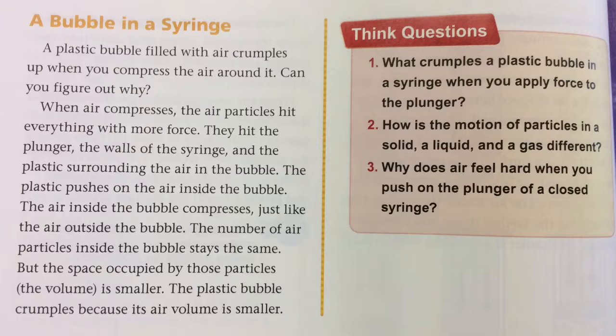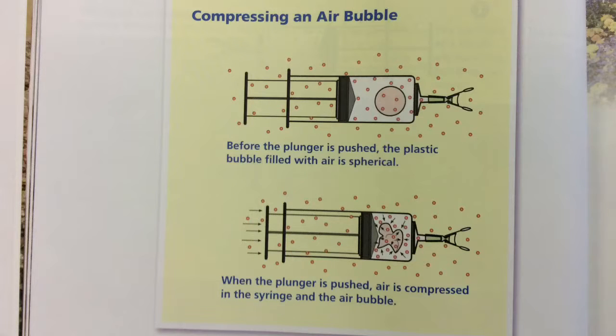The number of air particles inside the bubble stays the same, but the space occupied by those particles, the volume, is smaller. The plastic bubble crumples because its air volume is smaller. This is shown in the diagram at the bottom of page 32, compressing an air bubble. Before the plunger is pushed, the plastic bubble filled with air is spherical. When the plunger is pushed, air is compressed in the syringe and the air bubble.